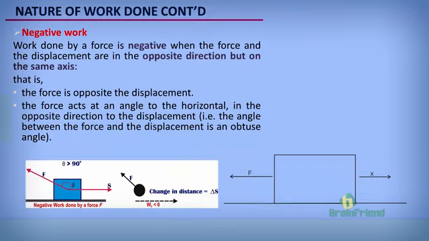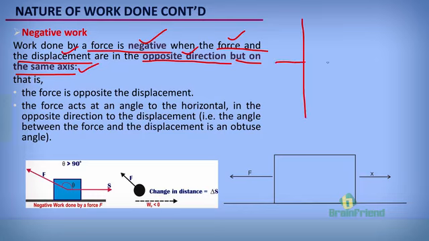Now, negative. When can we say this work is negative? Work done by a force is negative when the force and the displacement are in the opposite direction, but on the same axis. You must take note of these words. For the work done by a force to be negative, one, the force and the displacement must be in the opposite direction, but on the same axis.